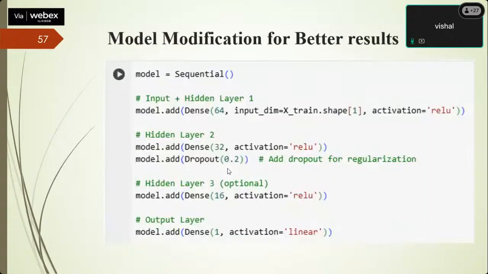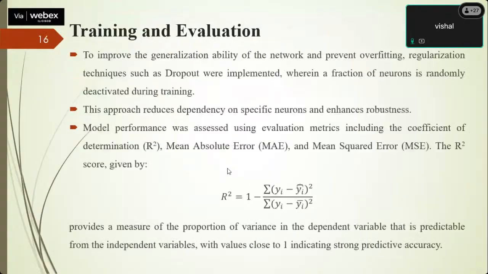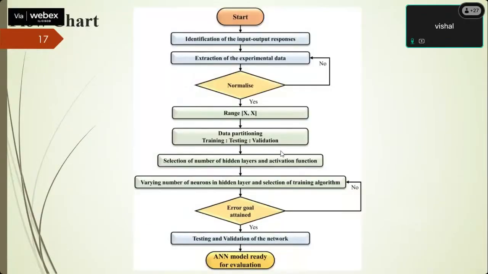Up to this point, in this session, first of all we identified the input and output response. Afterwards, we extracted the experiment data. We converted 43 experiment data points into a normalized set, ranging from 0 to 1, where we divided the data into training set, testing set, and validation set. Afterwards, we chose the number of hidden layers and activation function; for regression analysis we performed the regression analysis, so we chose ReLU as the activation function.